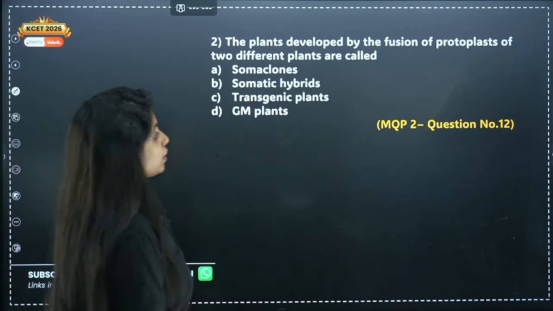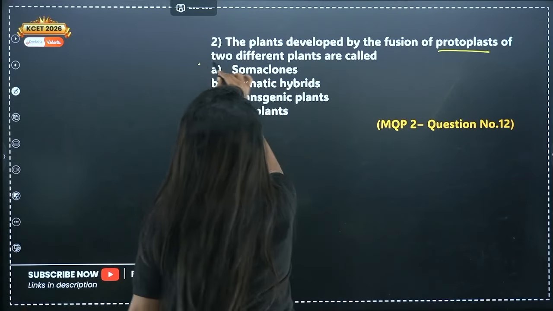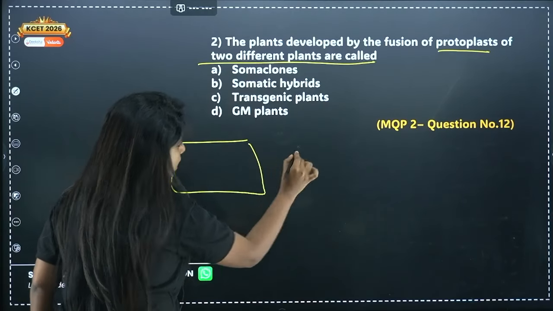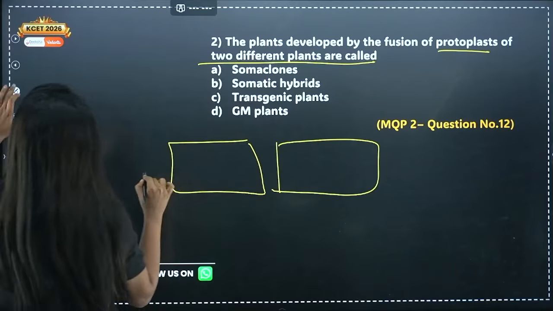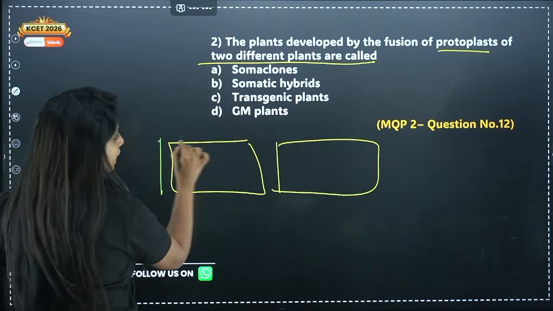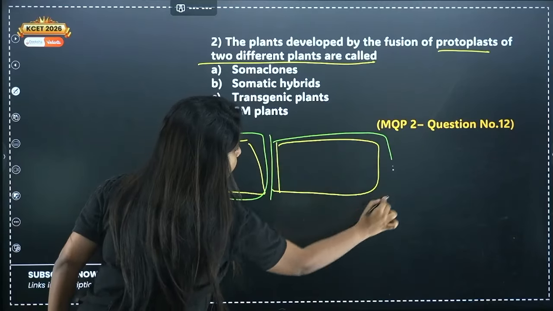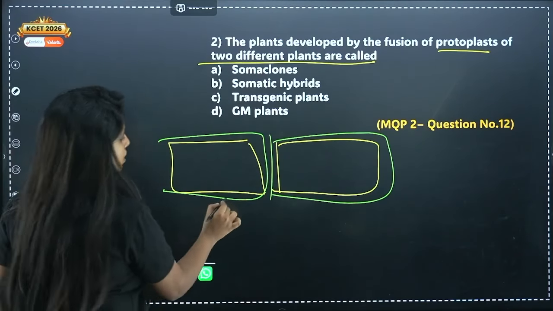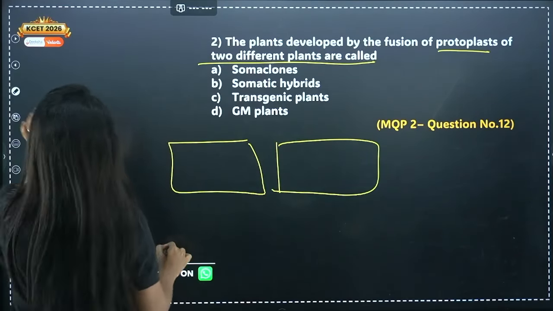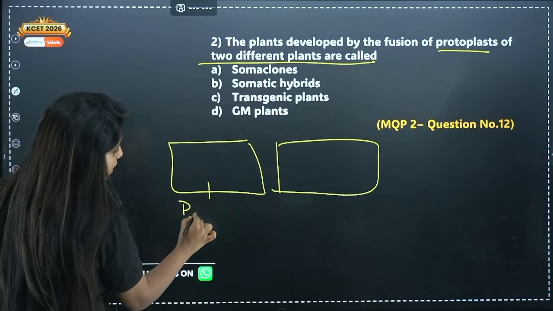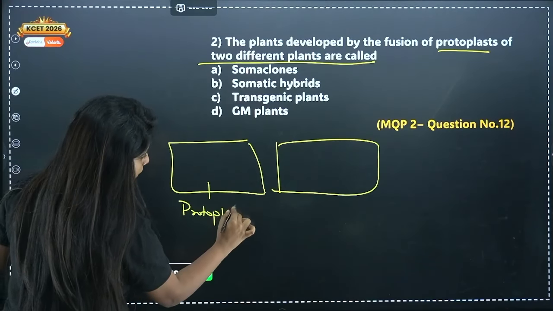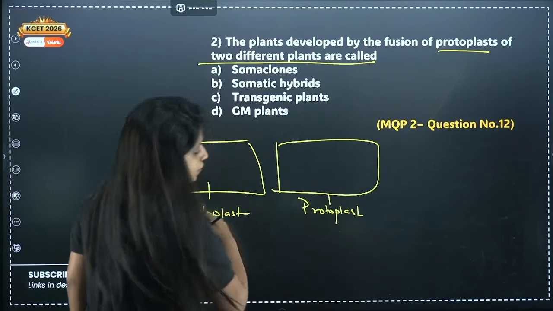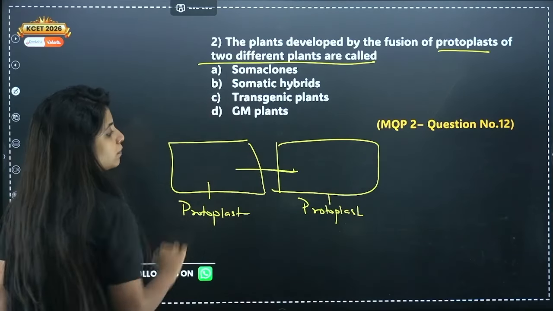So the plants developed by the fusion of protoplast of 2 different plants are called. Okay, so over here I have a plant cell, I have another plant cell. I told you the plant cells are very unique because they have what? They have cell wall, right? Suppose I remove the cell wall. What will you call this now? This is a protoplast, and this is another protoplast. I have 2 protoplasts. If I fuse them, what do I call this?